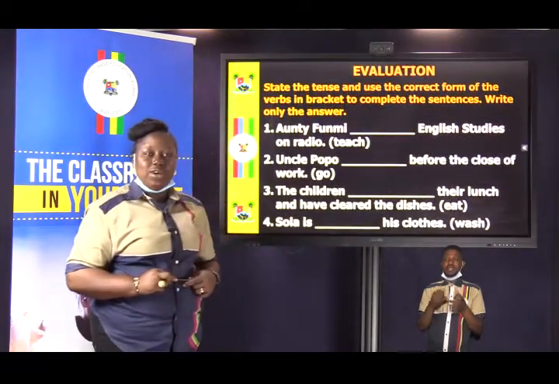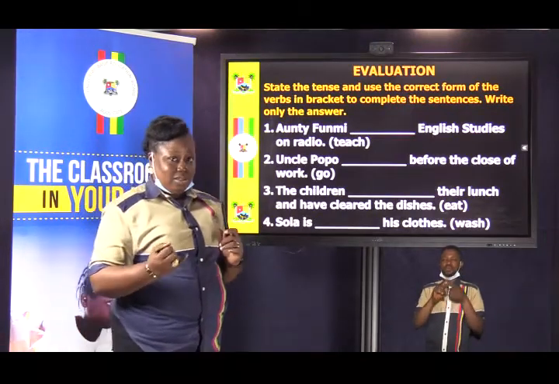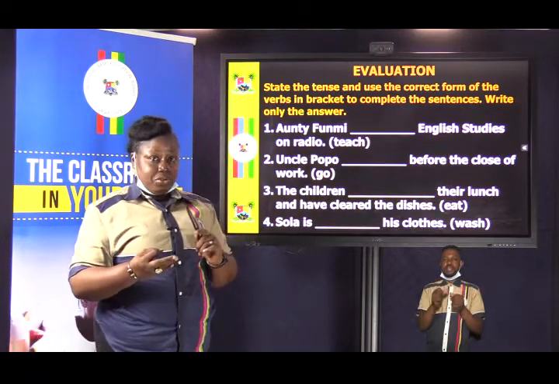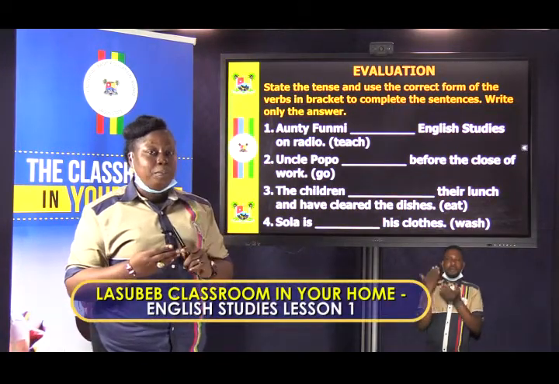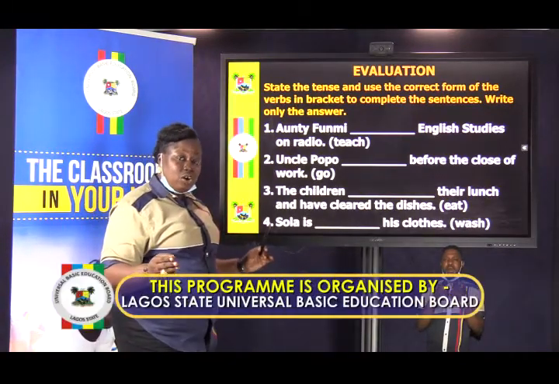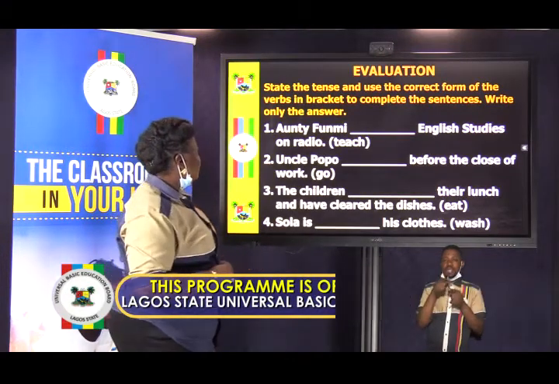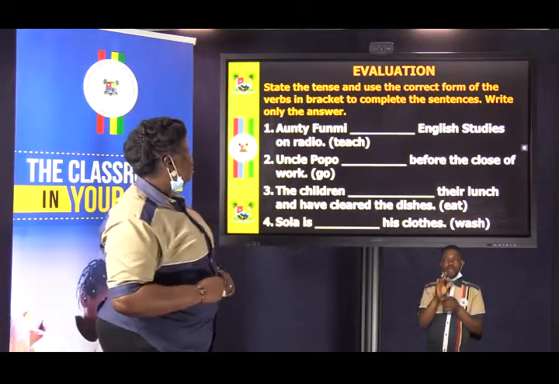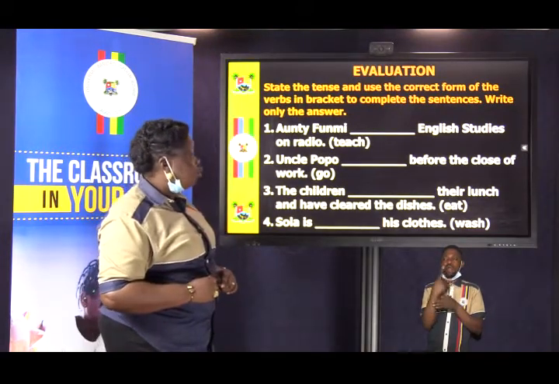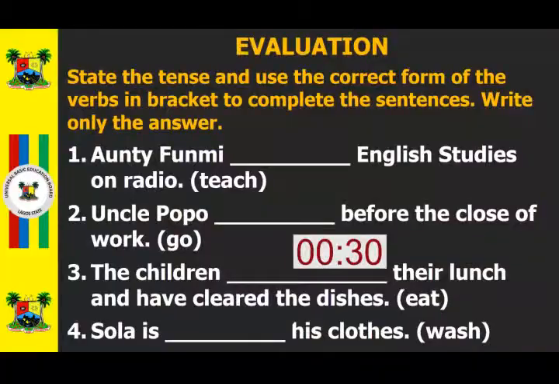Now, it's evaluation time. Today, we've been able to look at the simple present tense, the present continuous tense, the simple past tense, and the present perfect tense. So, how attentive have you been in the course of this lesson? Are you sure? Let's see. For your evaluation, state the tense and use the correct form of verbs in brackets to complete these sentences. Please write only the answer.